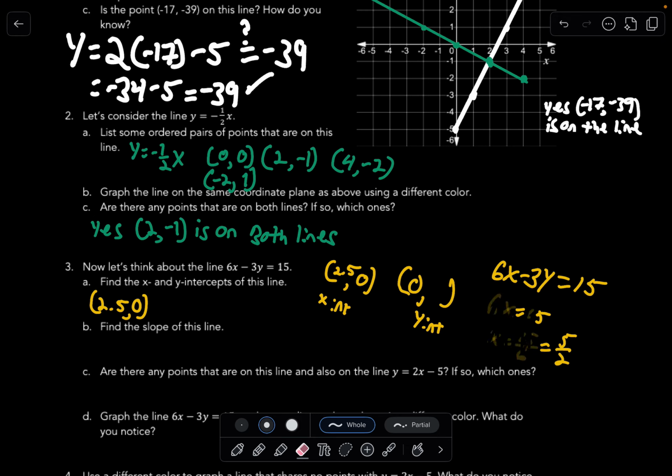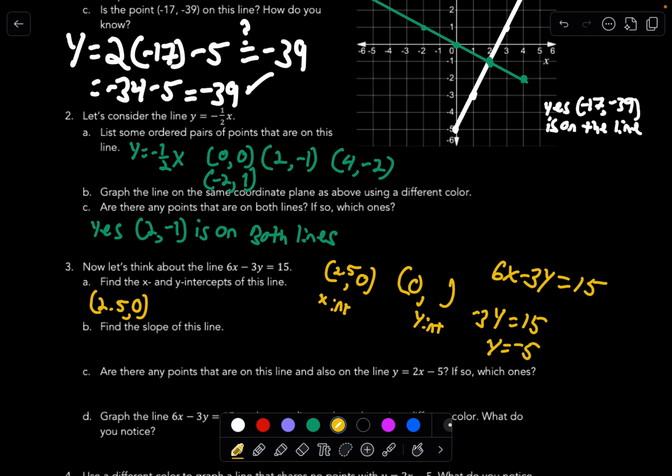The y-intercept is when x is 0. So I'm going to erase this because that's how we found the x. I mean, it really is easy. For the y-intercept, we are just going to let x equal 0. And we have negative 3y equals 15, or y equals negative 5. So 0, negative 5 is the y-intercept.